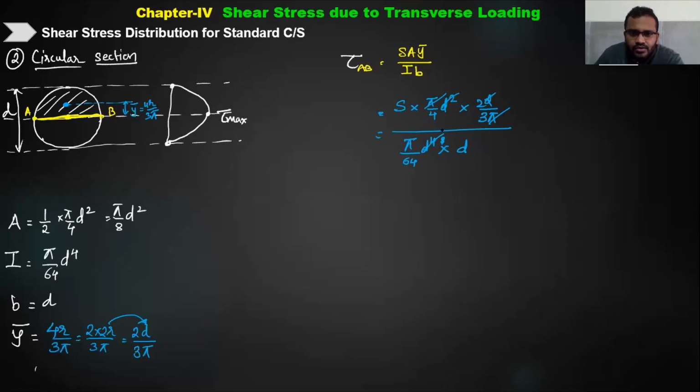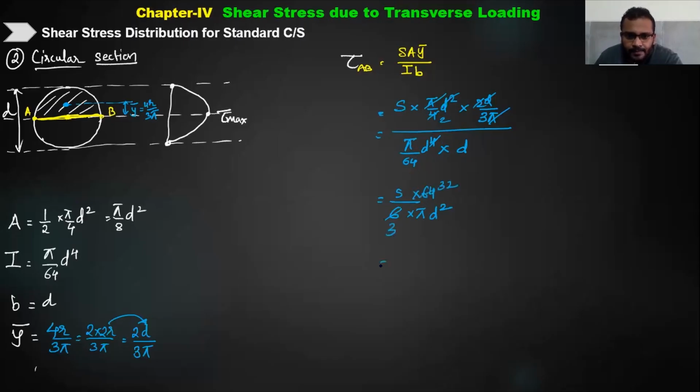One d is left, pi and pi cancel, 4 2s are 8 and 2 3s are 6, so it is S by 6. Then what is left below is pi d square, and this 64 goes up. If we divide it, 2 3s are 32.